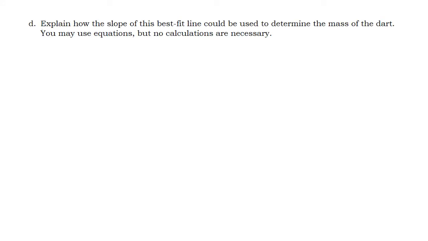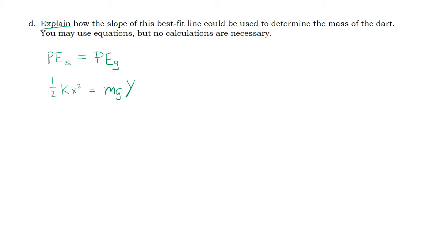In this question, we are to explain how the slope of the best fit line could be used to determine the mass of the dart. We can use equations, but we also must use words. So the first thing you want to explain is that the potential energy that was stored in the spring eventually becomes the gravitational potential energy of the dart. And so 1/2 kx squared is equal to mgy.